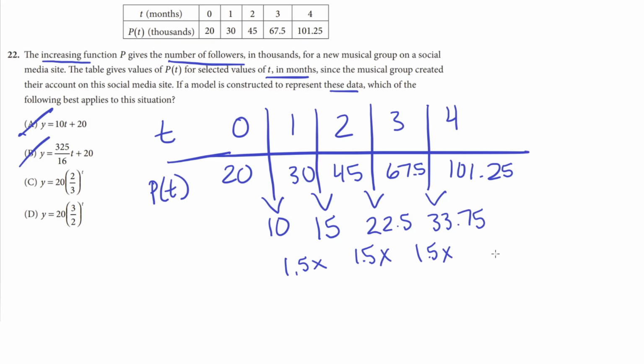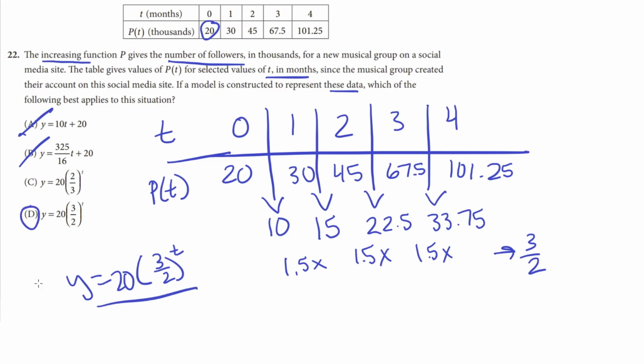And 1.5 is just the same as 3 over 2. So if we were writing our exponential function, the base of the exponent would be 3 over 2 raised to the t power. Now the coefficient out front would just be the initial value when t is equal to 0. So it's 20. So this is our exponential equation, and we see this is equal to D.